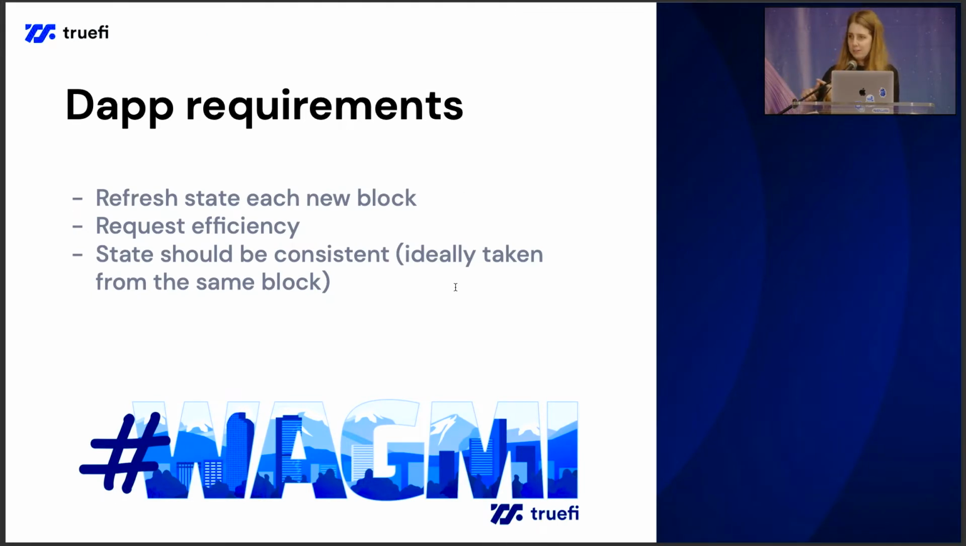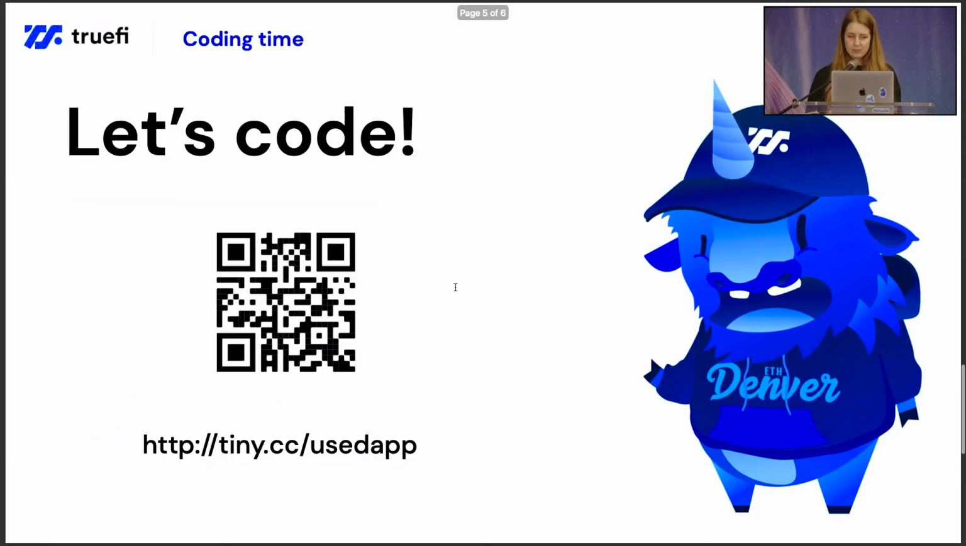So first of all, we should refresh our state each new block, that's ideally. Then we should care about request efficiency, so we don't spam the API with too many requests. And also we should have a consistent state, so each piece of data should be taken from the same block. Okay, and right now we can go to coding. So please code with me if you can.